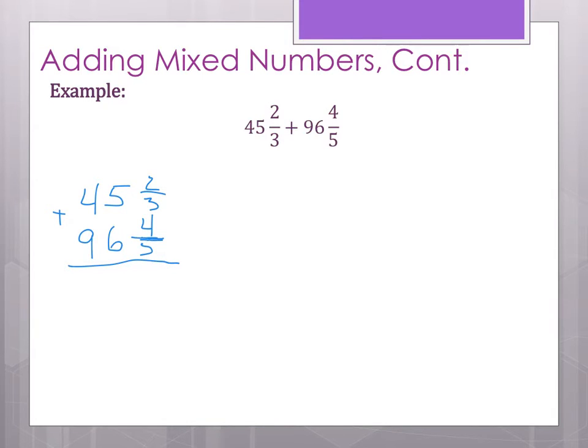Alright, now to find the common denominator. The common denominator between 3 and 5 is 15. So I have to multiply 3 by 5 and 2 by 5, and multiply the 5 by 3 and the 4 by 3. Alright, and I'm going to rewrite this problem. 45, and now I have 10/15, and then 96 and 12/15.